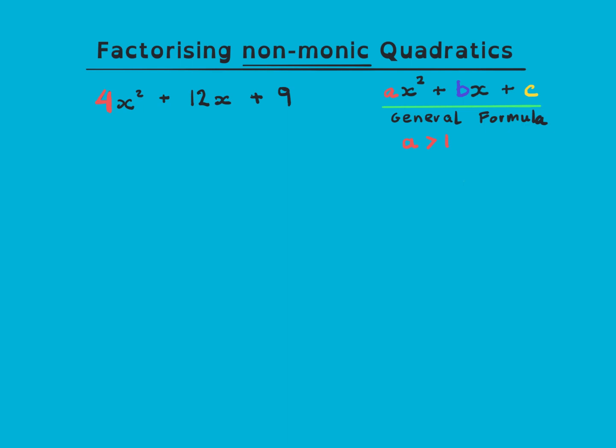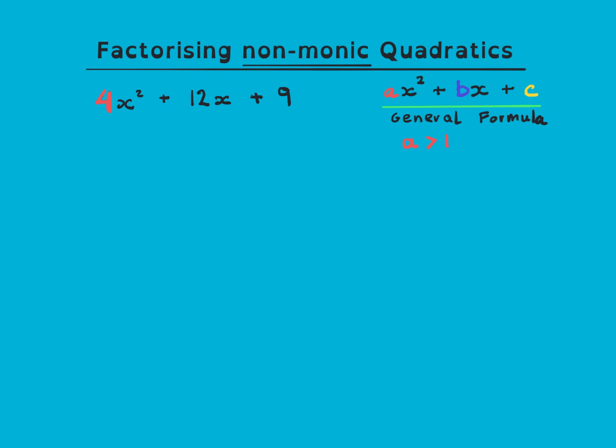So in our expression, the first thing you might want to do is think, well, can I take the factor 4 out of here? It seems sensible. I could take it from here. 4 goes into 12, but then we get a problem because 4 does not go into 9. So we have to keep that 4 there.